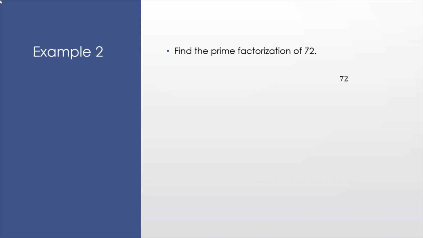I know that 72 is divisible by 9 because the sum of the digits is 9, and 9 is divisible by 9, so I can do that. When I do that, I get 8 and 9. Now I'm going to focus on the 8 and split that up. I know 8 is even, so it's going to be divisible by 2. So 4 times 2 is giving me 8. Now let's go to the 9. So 9 is 3 times 3.